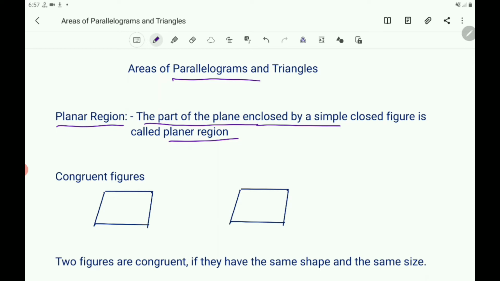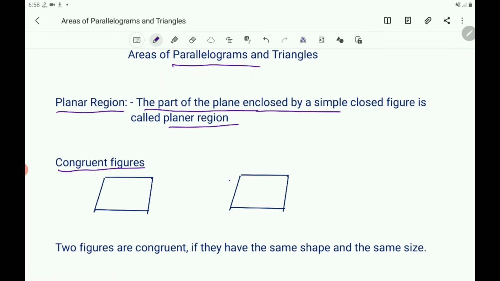And this magnitude or measure is always expressed with the help of a number, that is 2 centimeter square, 5 centimeter square, 10 meter square, hectares, etc. These are the magnitudes of the planar region, and the magnitude or measure of the planar region is called the area. So we can say that the area of a figure is a number associated with the part of the plane enclosed by the figure. And you are also familiar with the concept of congruent figures.